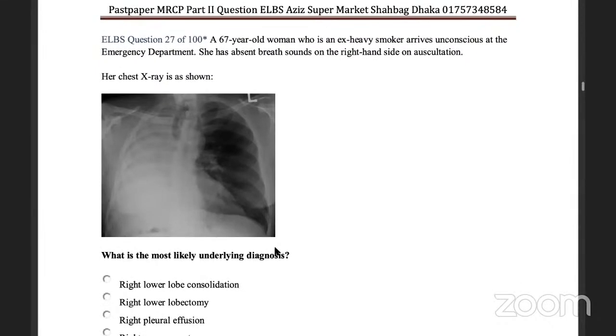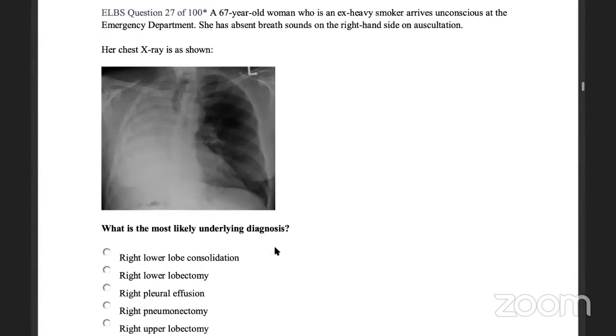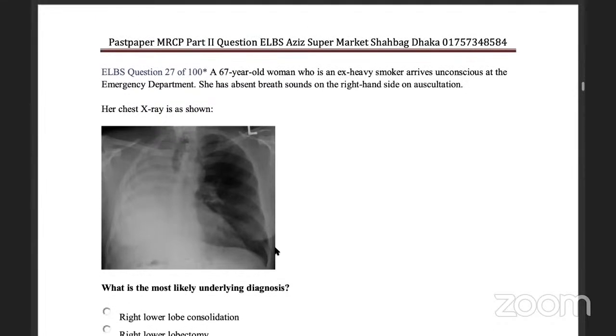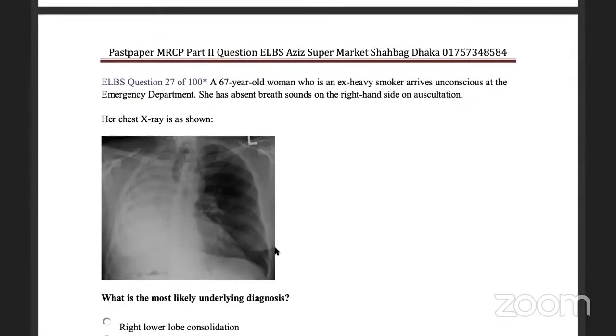What is the most likely underlying diagnosis? Underlying diagnosis, okay. A 67-year-old woman who is an ex-heavy smoker arrived unconscious at the emergency department. She has absent breath sounds on the right side on auscultation. So here the trachea is shifted towards the same side. So collapse.